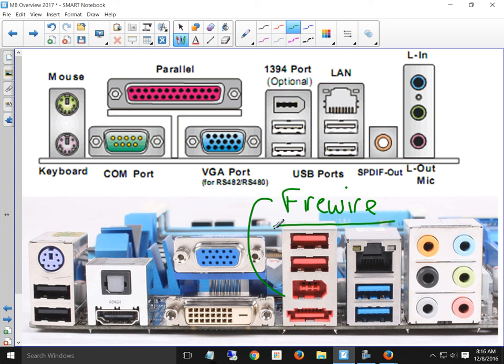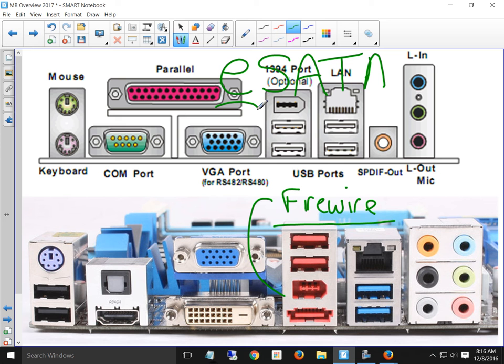Anybody know what that is? I don't know. I've seen it. Yeah, I've seen it before. Okay, it's an eSATA port. What's that mean? It's an external SATA port.